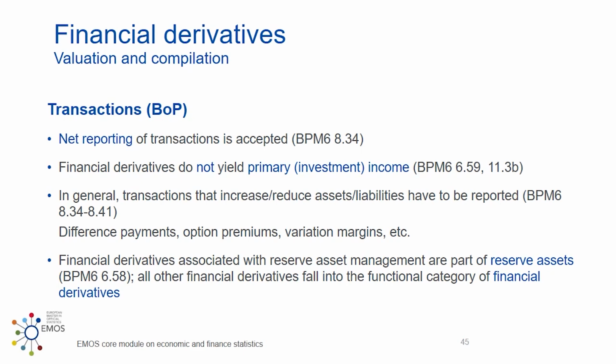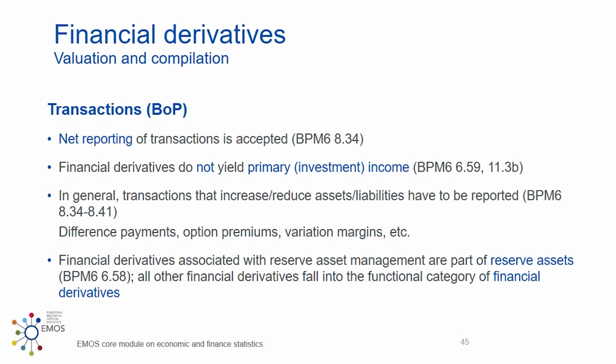In general, this is something we could spend a lot more time on, but I have to condense it to this point here. Transaction financial derivatives are whenever you have something that increases or reduces your asset or liability position, you have to report it as a financial derivative transaction. Obviously, if you deal in financial derivatives, what can this be? That can be a difference payment at settlement.